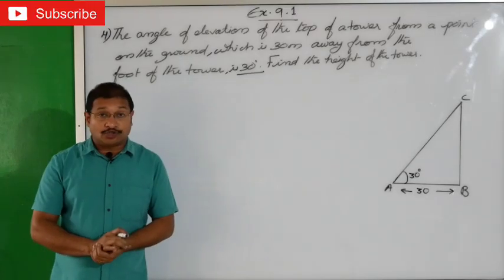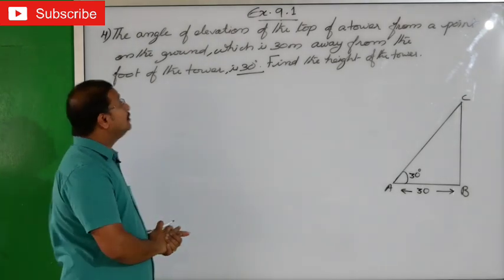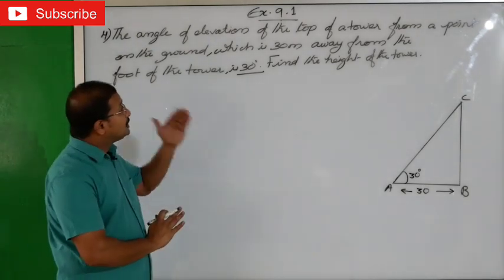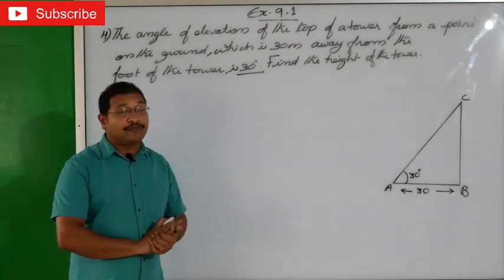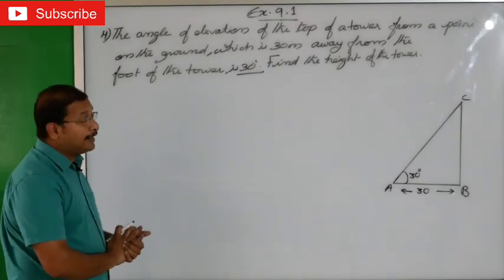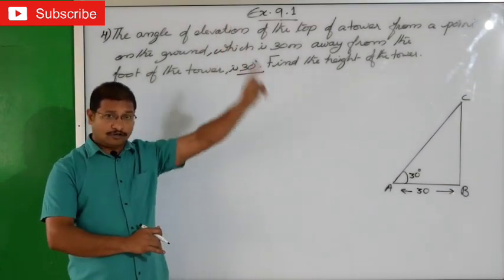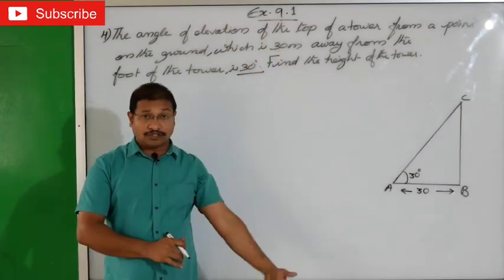Alright. Let's see the next question, question number 4. The angle of elevation of the top of a tower from a point on the ground which is 30 meter away from the foot of the tower is 30 degree. Find the height of the tower. We can understand the tower is tall, isn't it?